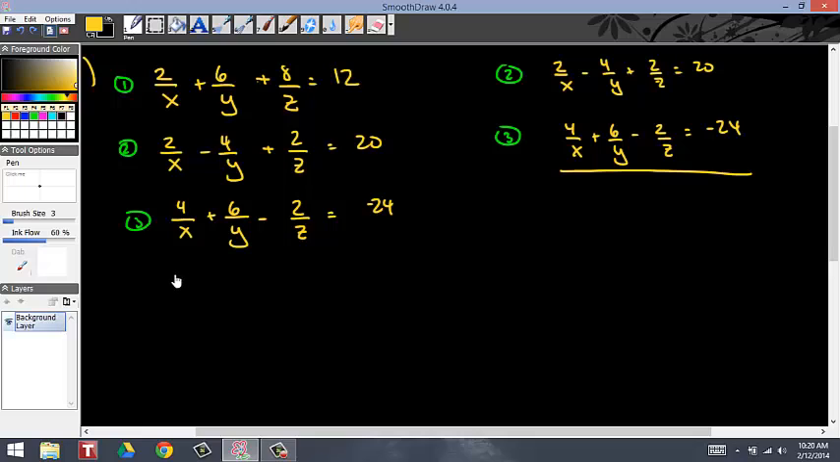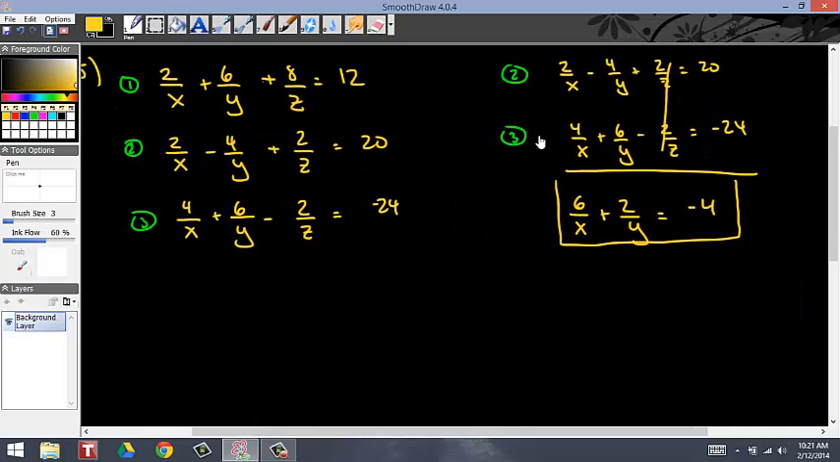2 over z minus 2 over z is going to go away. 2 over x plus 4 over x is 6 over x, right? If I have 2 over x plus 4 over x, the denominators are the same, so it just becomes 6 over x. Hopefully that makes sense. And again, we got common denominators from top to bottom. Negative 4 over y plus 6 over y is plus 2 over y, and that's going to equal negative 4. Okay, box that.